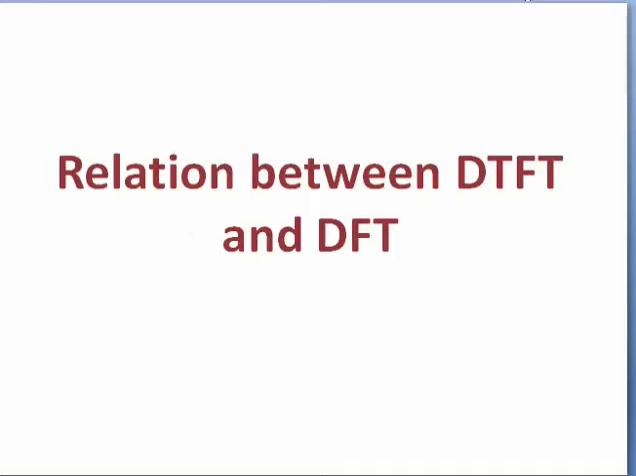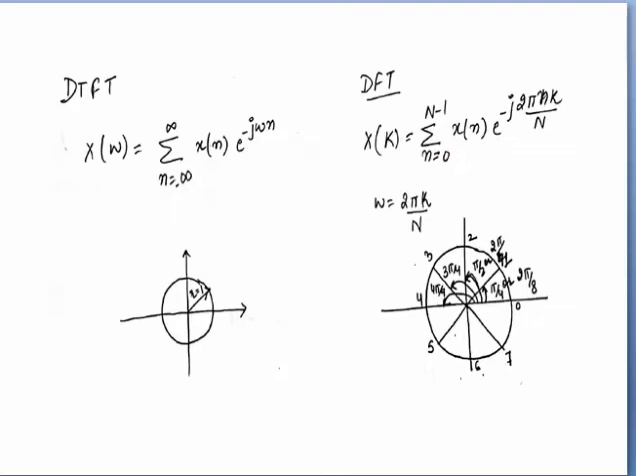Next is the relation between DTFT and DFT, discrete time Fourier transform and discrete Fourier transform. Let us start with the definition. DTFT definition is X of omega is equal to summation n from minus infinity to infinity of x of n e raised to power minus j omega n. If we draw the omega plane or DTFT plane, it looks like a circle. It is a circle having radius r equal to 1 and omega goes continuously on this circle from 0 to 2 pi radians.